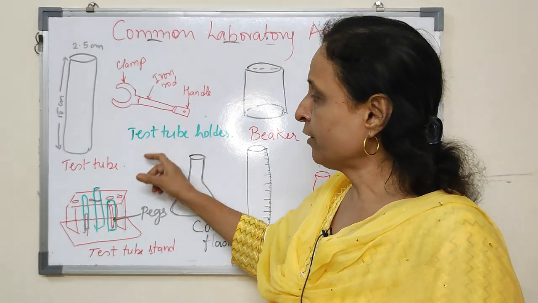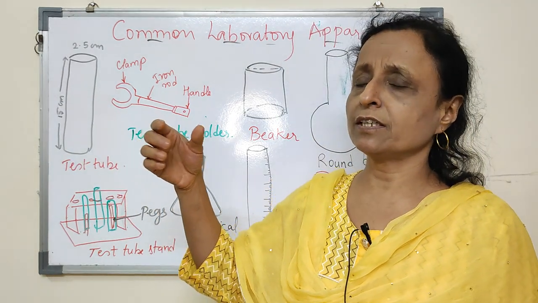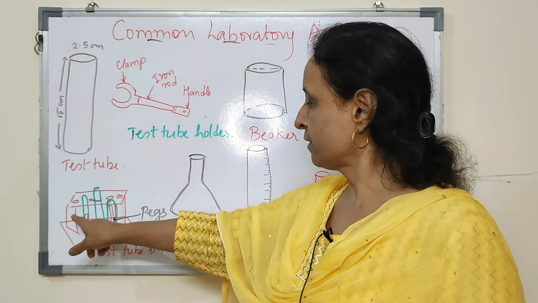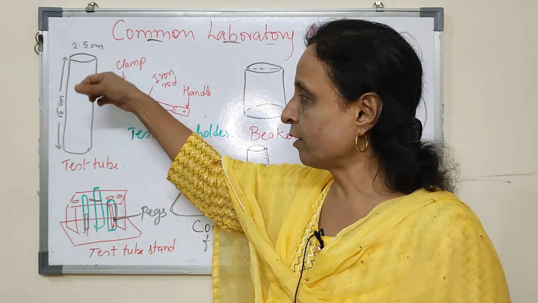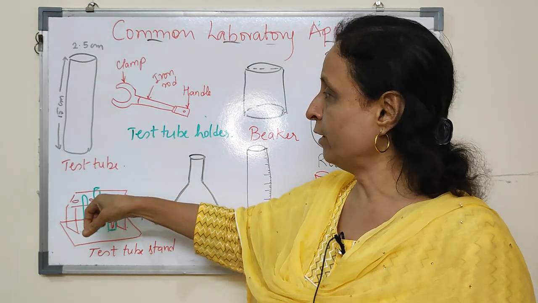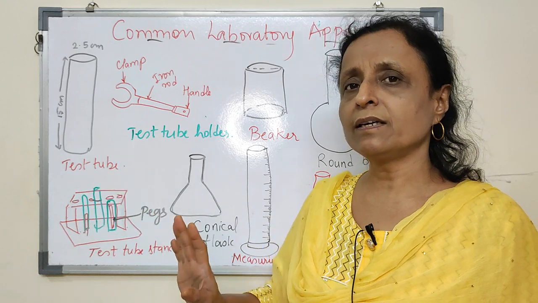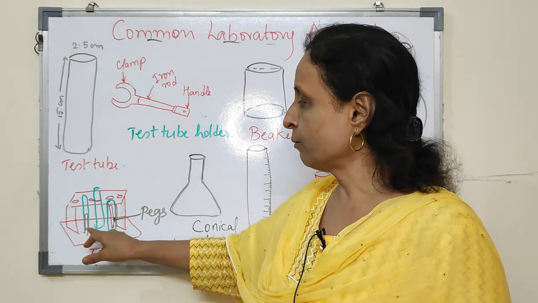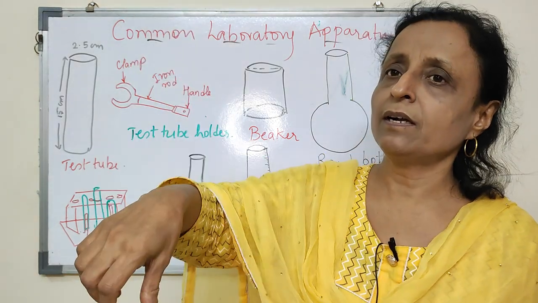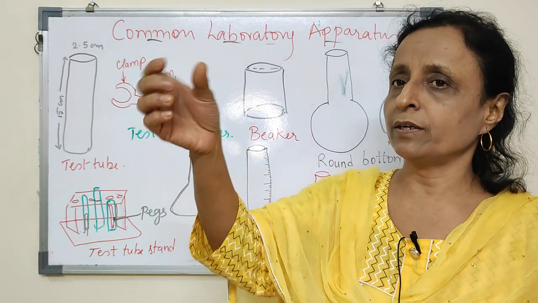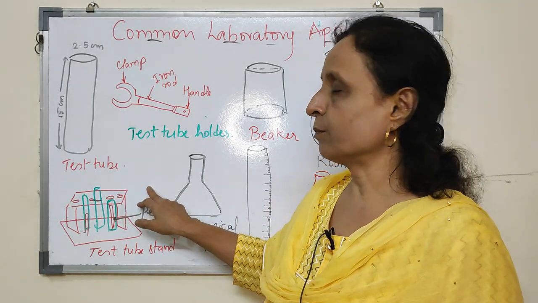Then when you wait for some chemical reaction to take place, slowly seeing the changes, you put it in this test tube stand. The test tube stand has got space, you can put the test tube in it and it will hold it. When you have completed the experiment, you wash the test tube, and there are pegs on this test tube stand. You can put the test tube inverted so it gets dried up. So this is the stand of the test tube.